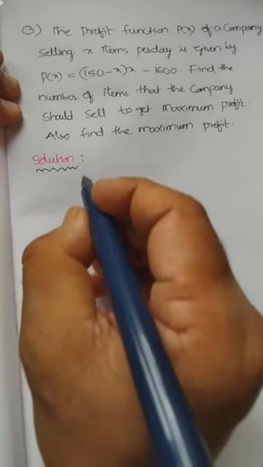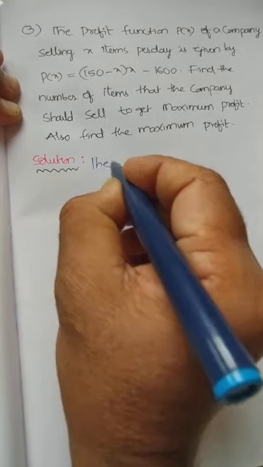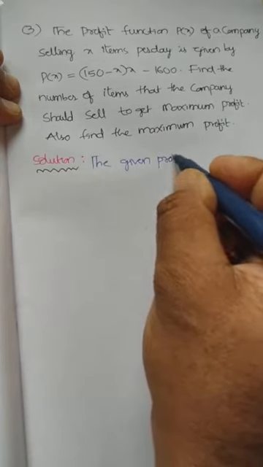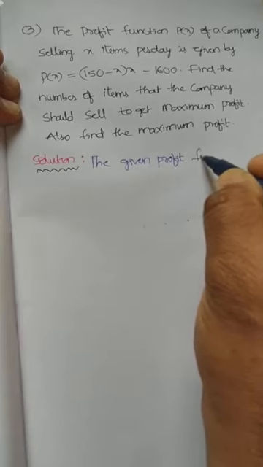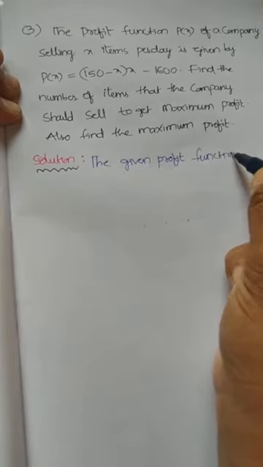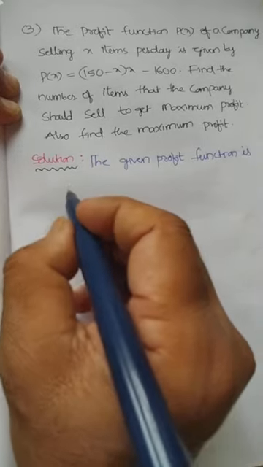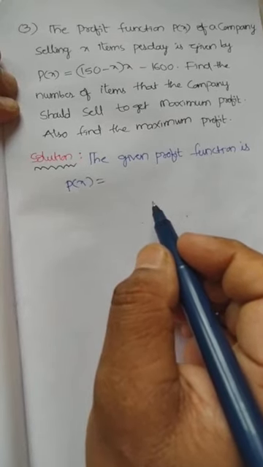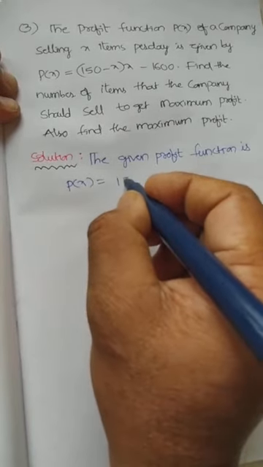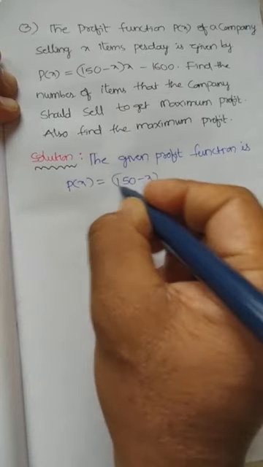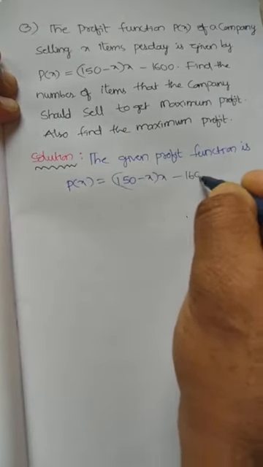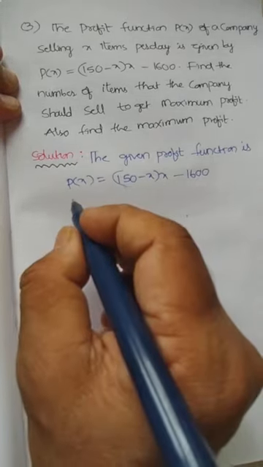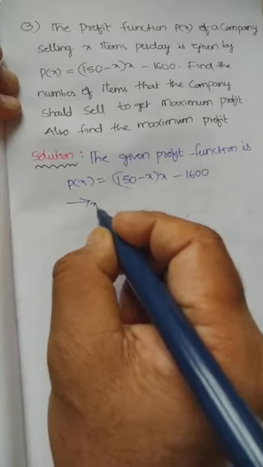In the solution, the given profit function is P of x is equal to (150 minus x) into x minus 1600, given here. Okay. Now to get P dash of x, I am differentiating this function with respect to x to find the stationary point.